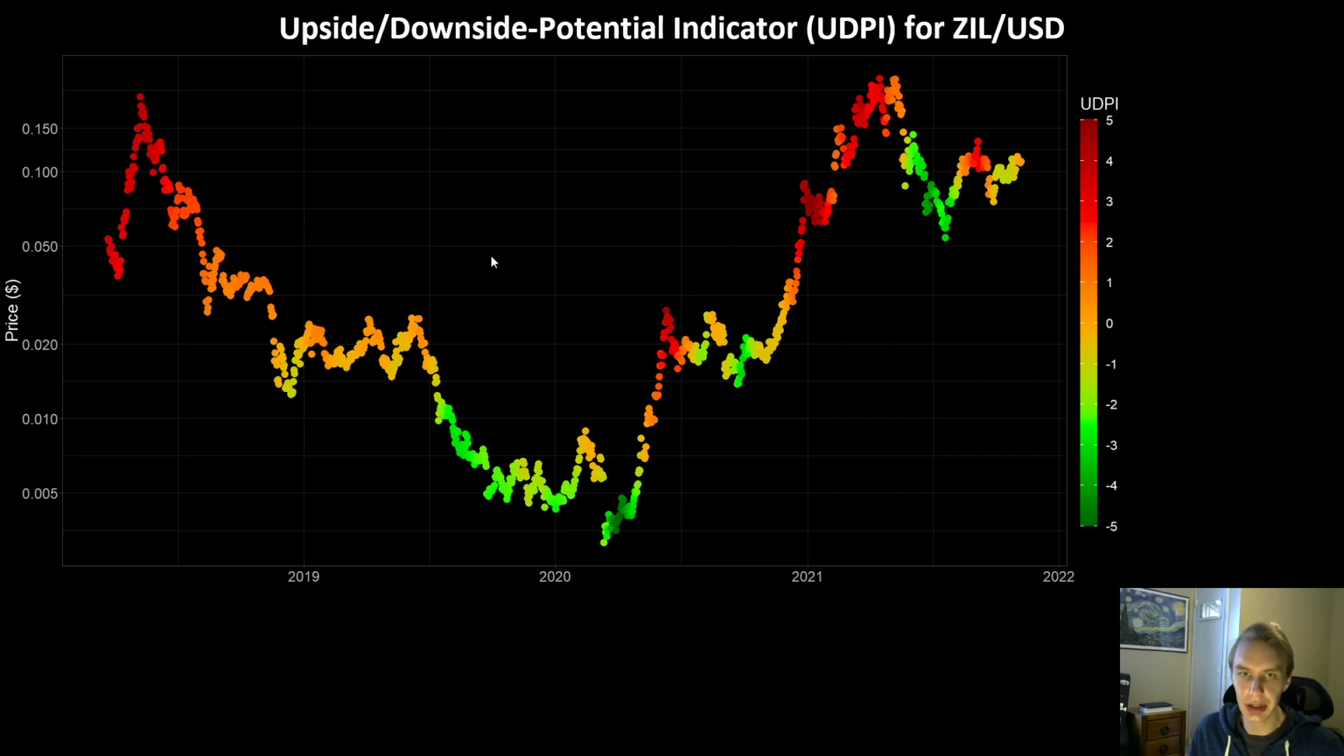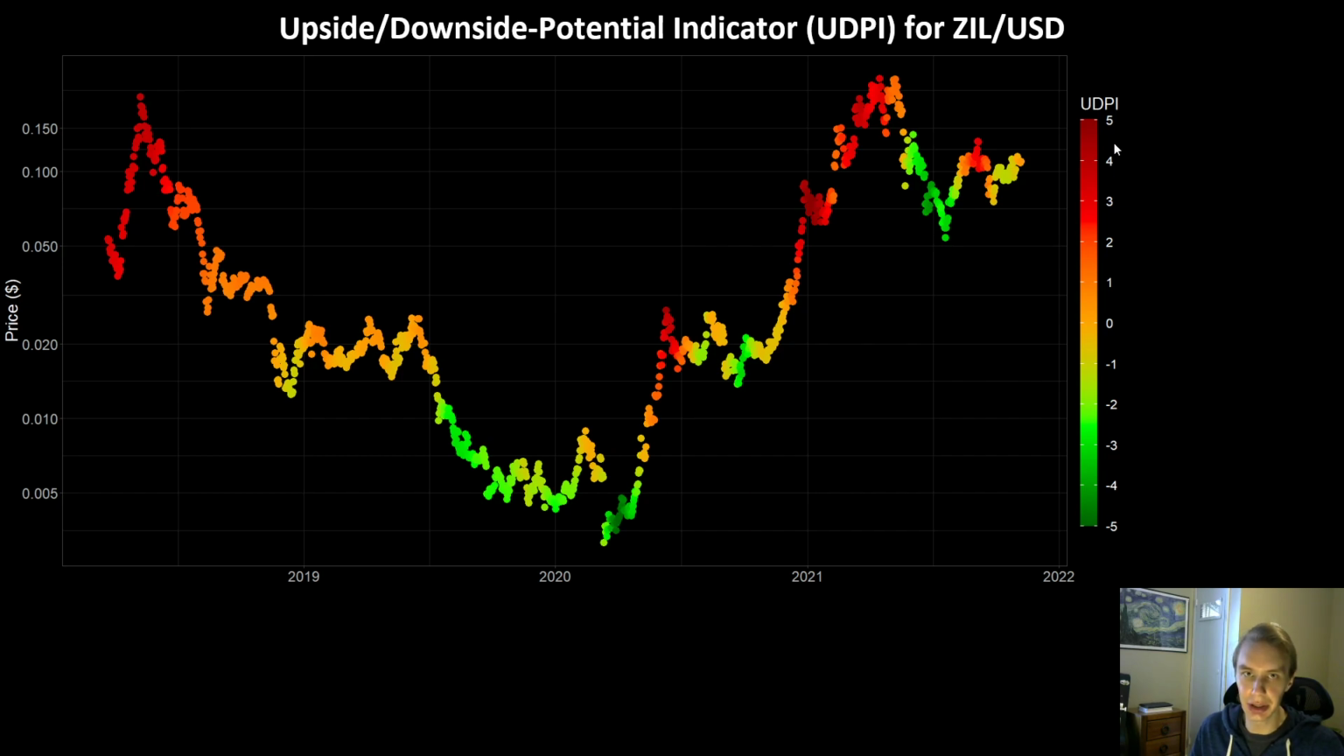So if you've seen our videos launching other risk indicators in the past, you're probably quite familiar with these types of graphs. But what I'm showing you in brief is the price history of ZIL across time with the price plotted here in logarithmic form. Each dot is a day, and each day is color-coded based on the output of our risk indicator, the Upside Downside Potential Indicator, or UDPI.